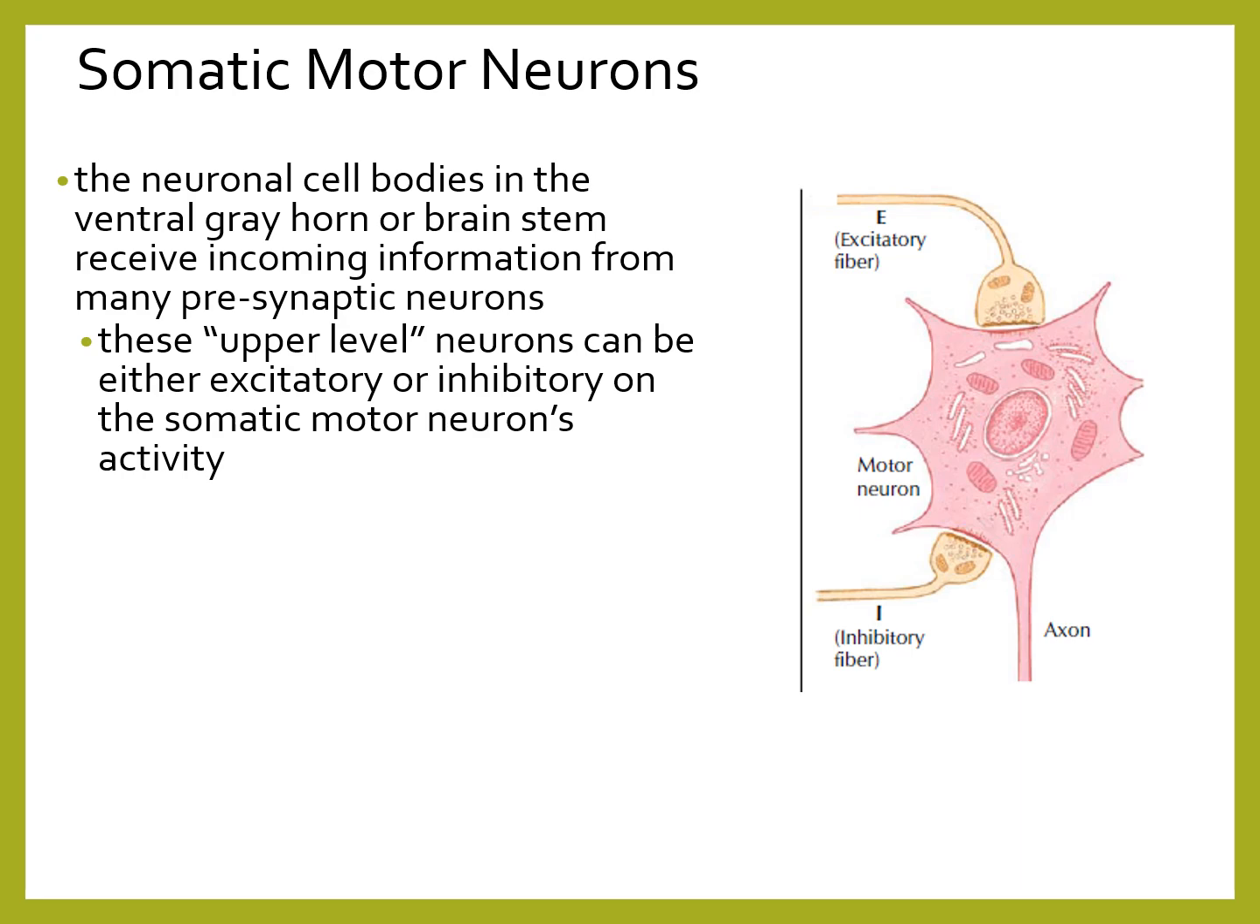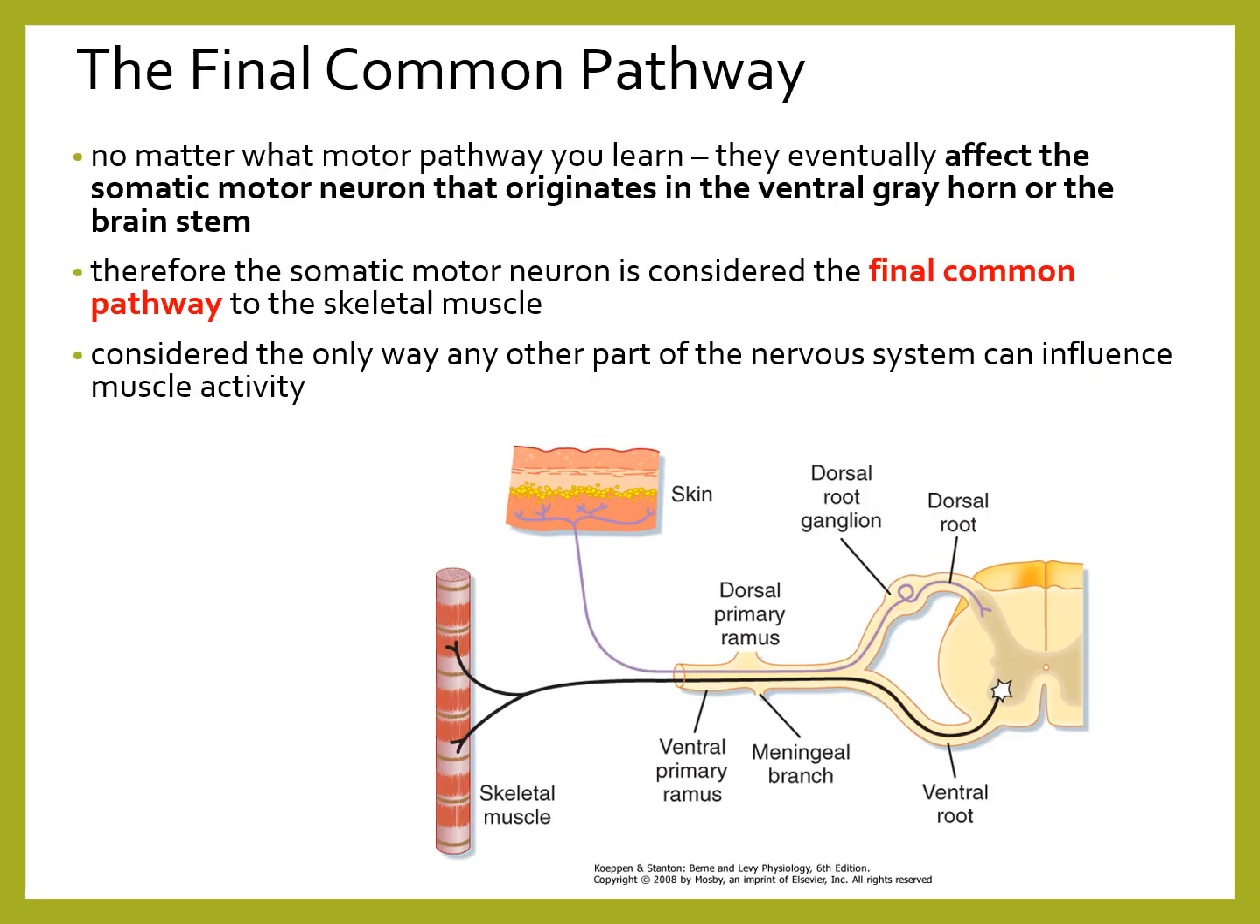Now we're going to learn about the motor neuron, the somatic motor neuron, and we're going to learn about these upper level neurons because collectively they create what is called a somatic motor pathway. In the next few slides, we're going to learn a bunch of motor pathways. And you're going to see that no matter what motor pathway you are learning, they eventually affect the somatic motor neuron that comes out of the ventral gray horn or the brainstem and ends up at a skeletal muscle. Therefore, this somatic motor neuron is considered to be the final common pathway on the way to the skeletal muscle. It is considered the only way any other part of the nervous system can influence the activity of our muscles.